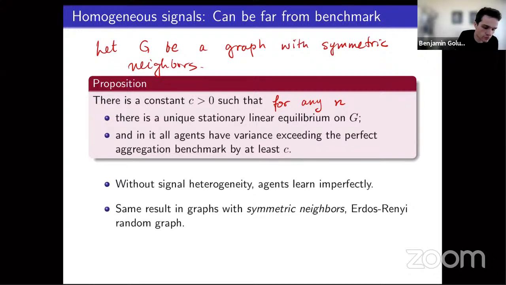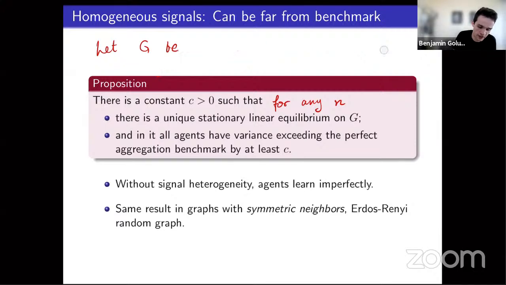So I guess here, let G be complete, right? And then I say the symmetric neighbors thing below. But here, if we just have the complete graph, which is sort of the simplest example, everybody sees everybody. So they're just going to be bounded away from learning in the best equilibrium. And that generalizes the intuition from the example. In the example, there was this one source that was messing things up.